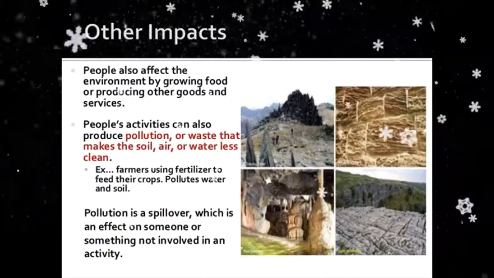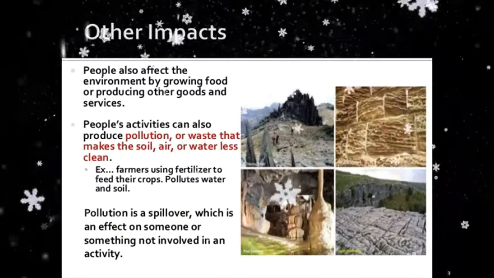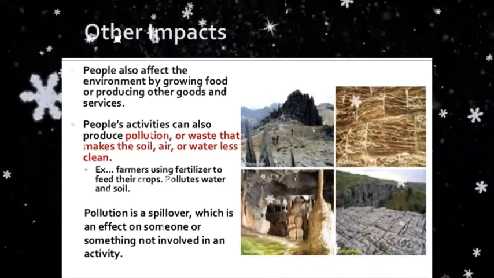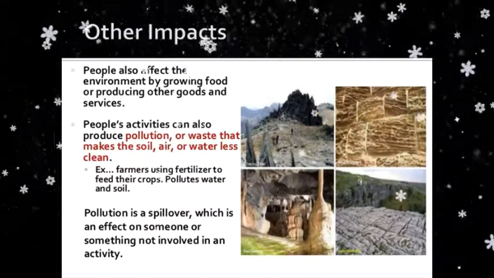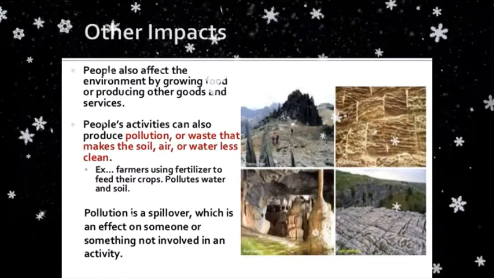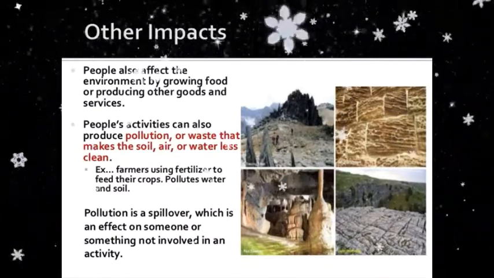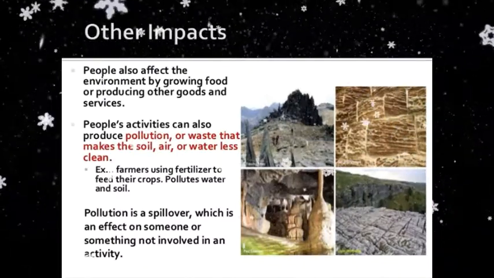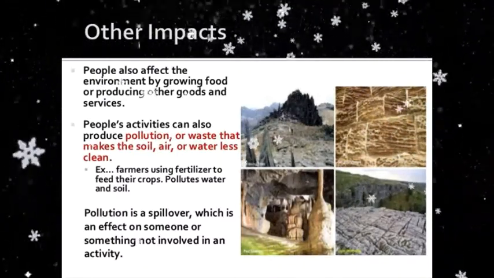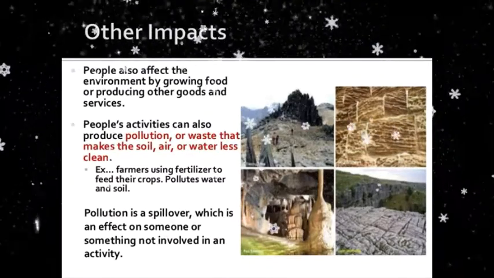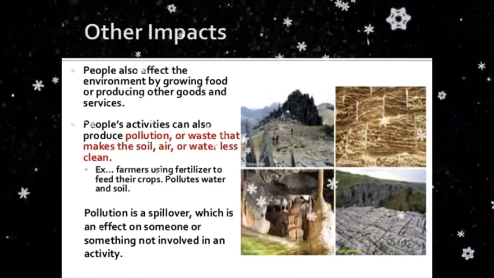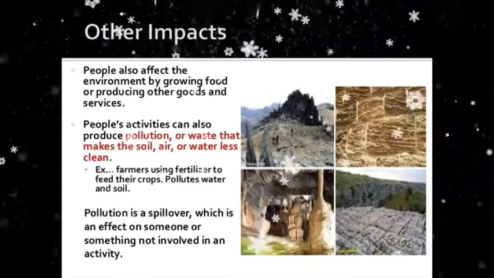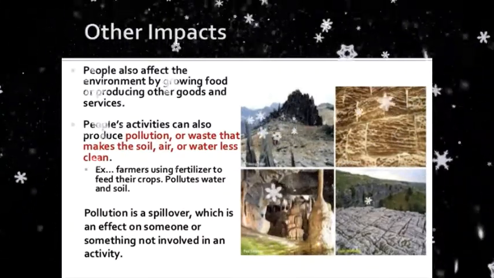Other impacts. People also affect the environment by growing food or producing other goods and services. People's activities can also produce pollution or waste that makes the soil, air, or water less clean. Examples: farmers using fertilizer to feed their crops pollute water and soil. Pollution is a spillover, which is an effect on someone or something not involved in an activity.